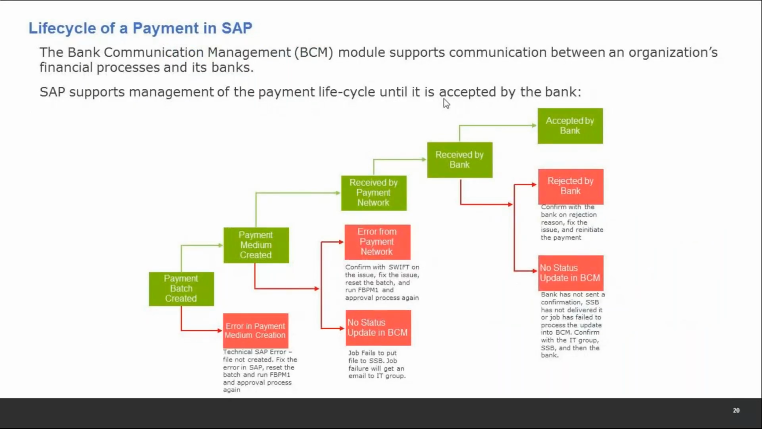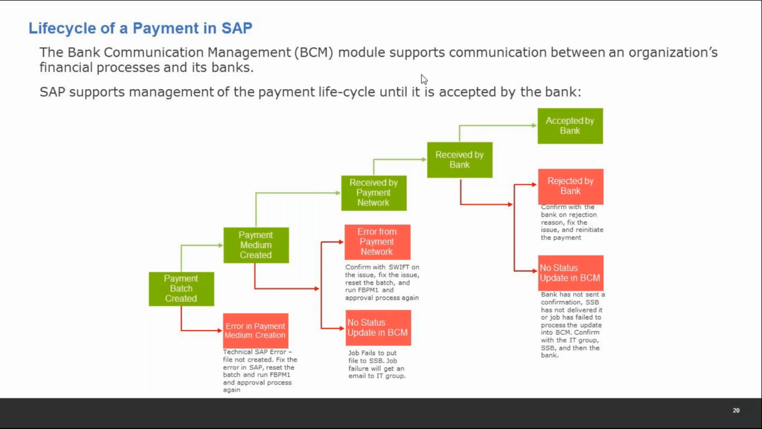So this is basically the life cycle of a payment. If you have implemented your BCM, the payment is visible when the batch is created. Then you create a batch and then you create a medium. When you create a payment medium, the file is sent to the bank. Then the bank sends the notification of acknowledgement that the bank has received the file and is further monitoring if it is accepted or rejected. Then the bank can accept the file or reject the file based on your validations done.